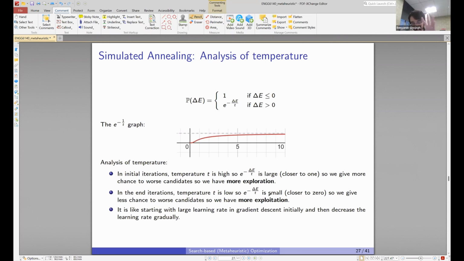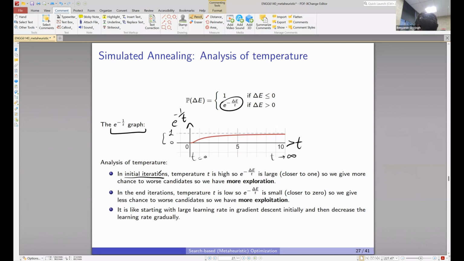Now let's talk about the temperature, and how it is related to the probability of accepting the worse candidates. This is the graph of E to the minus 1 over T. This is the T-axis, and this is E to the minus 1 over T. Here it is E to the minus delta E over T, right? By the way, it's between 0 and 1, so it's like a probability. Around T equals 0, it is 0. When T goes to infinity, it becomes close to 1.